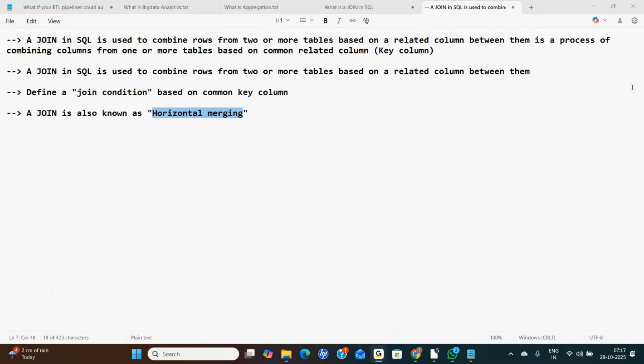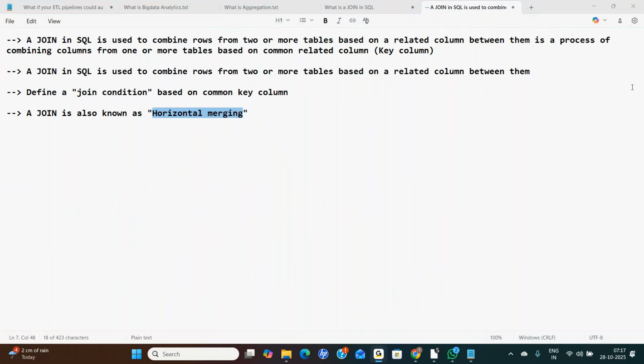Horizontal merging in terms of SQL is called a join, whereas vertical merging in terms of SQL is called a union or union all operation. That's called appending rows vertically. But that is a different concept that we'll discuss.